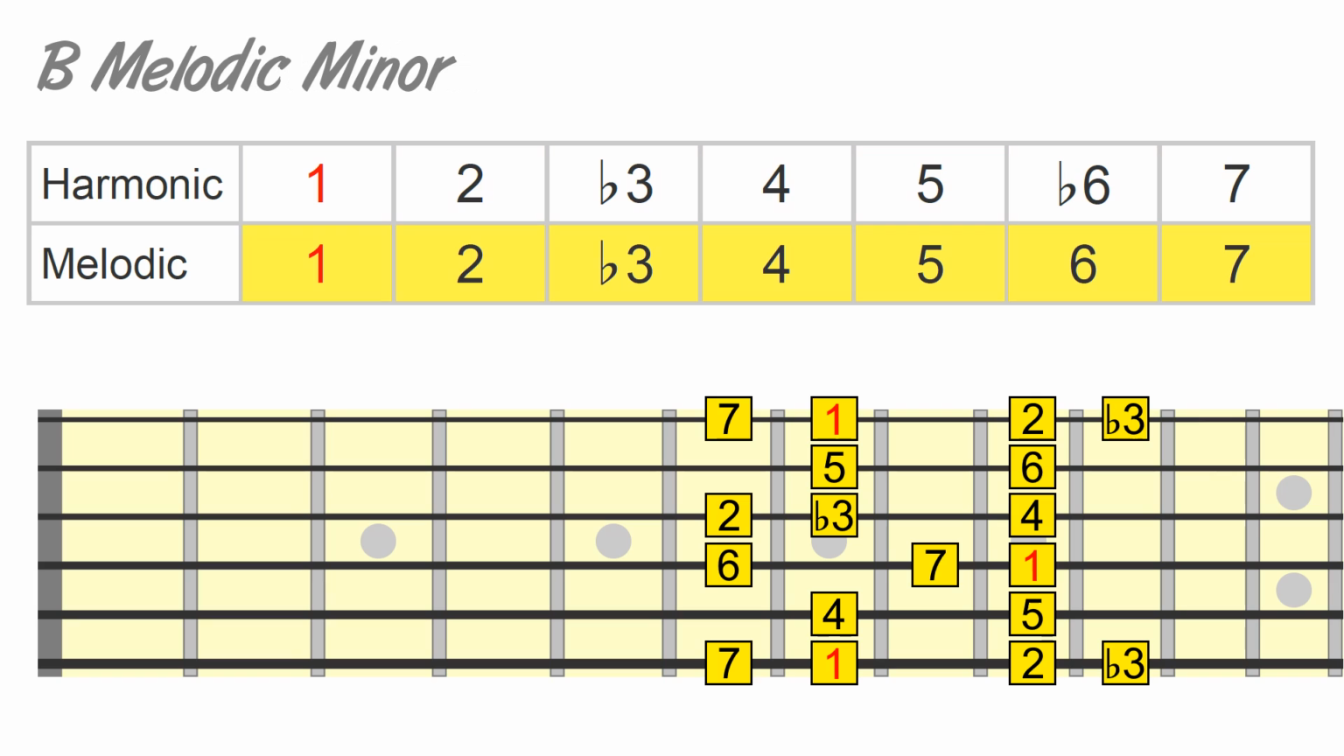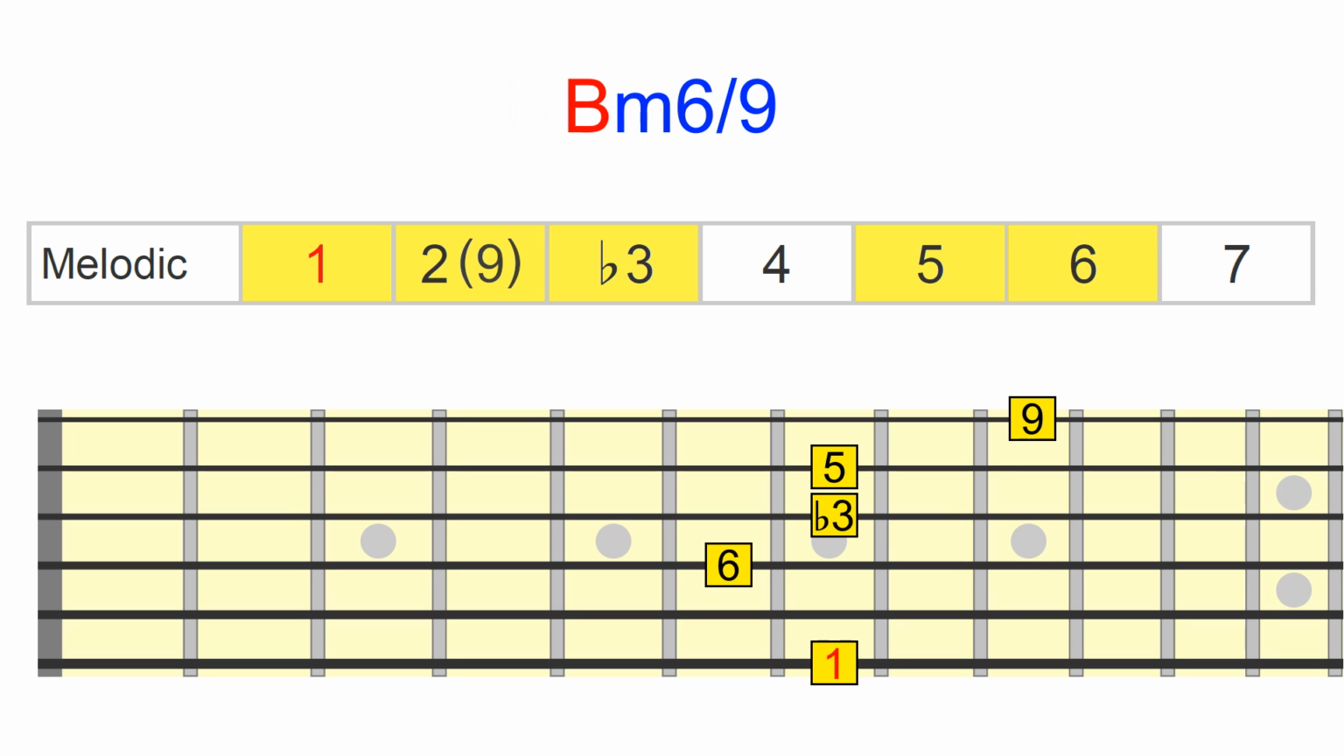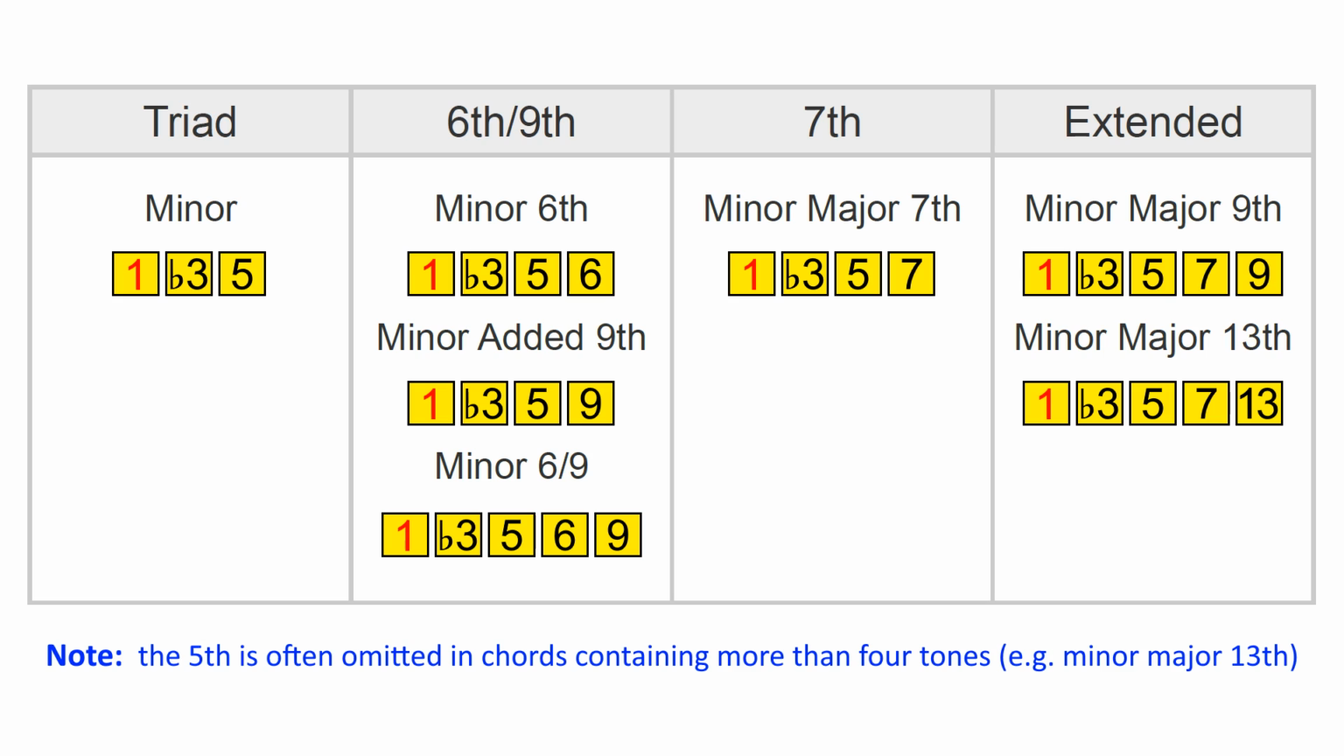As well as minor major 7th chords, melodic minor also connects to chords that share other intervals from the scale. Some examples. In short, when the major 6th and/or major 7th are added to the minor triad, melodic minor is a good choice for accompaniment. We'll look more at connecting the scale to chords later.